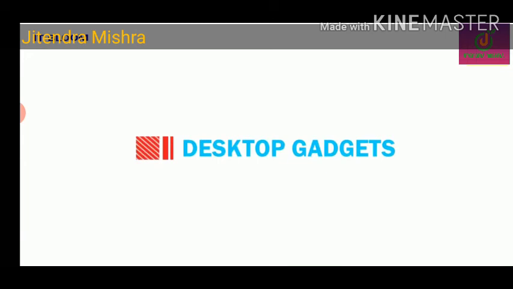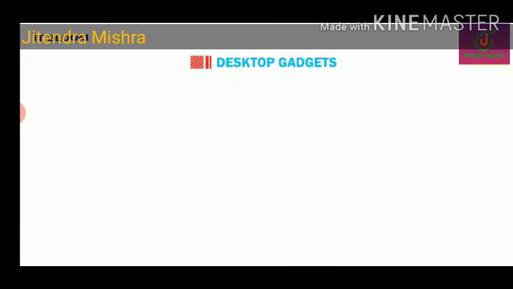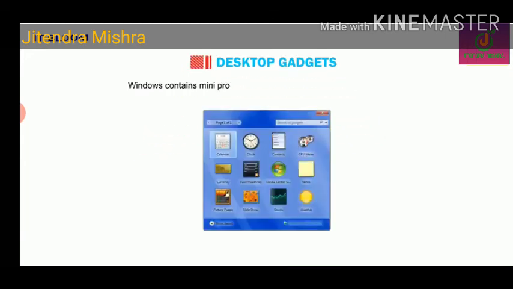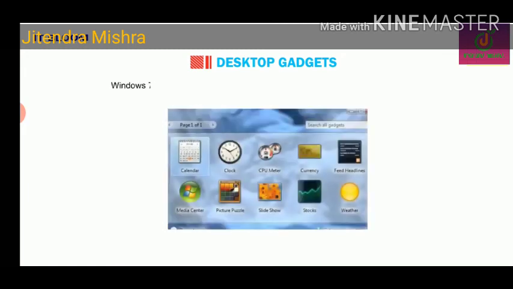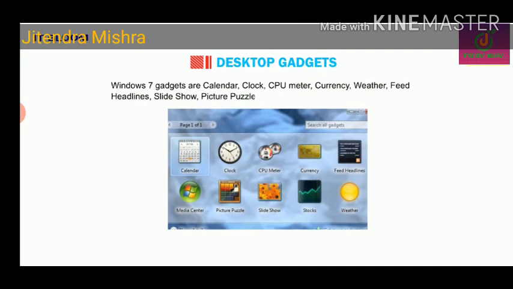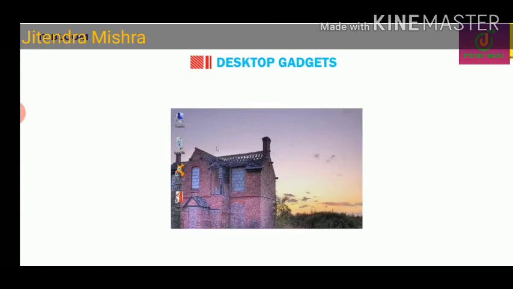Let's now talk about the desktop gadgets. Windows contains many programs called gadgets which offer information at a glance and provide easy access to frequently used tools. Windows 7 gadgets are calendar, clock, CPU meter, currency, weather, feed headlines, slideshow, picture puzzle, Windows Media Center, and WinZip gadget.